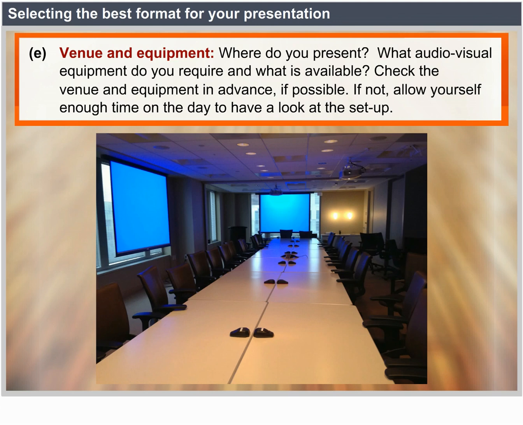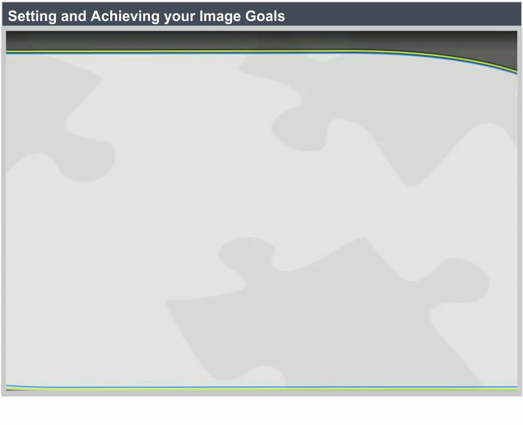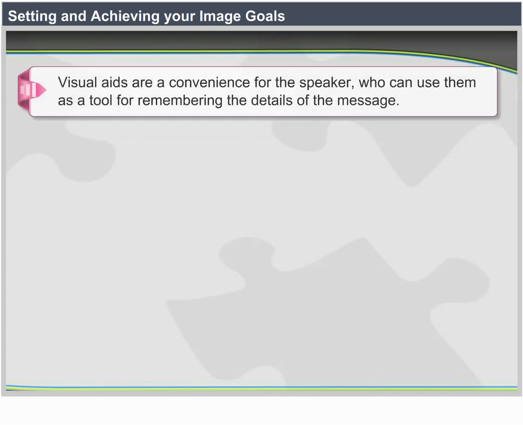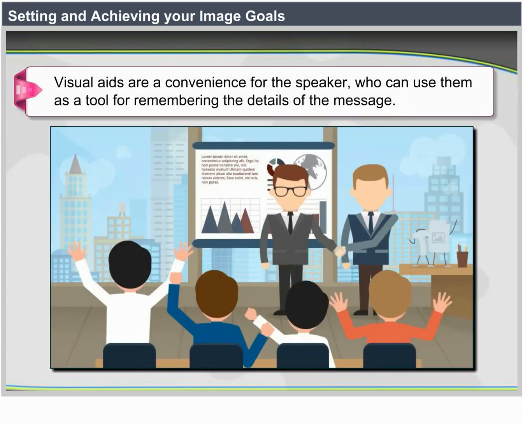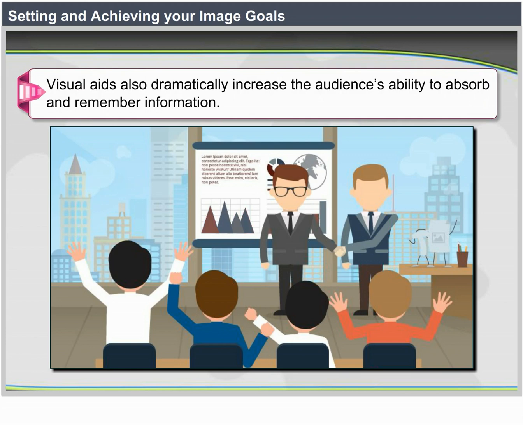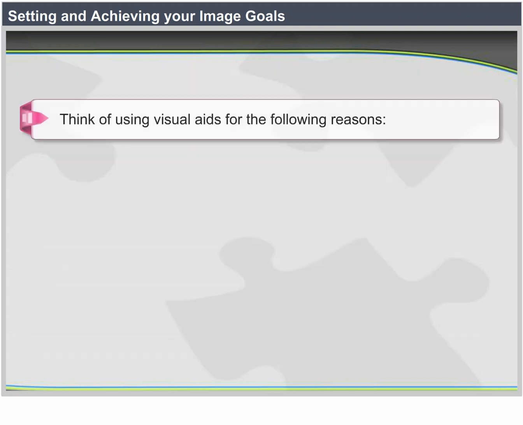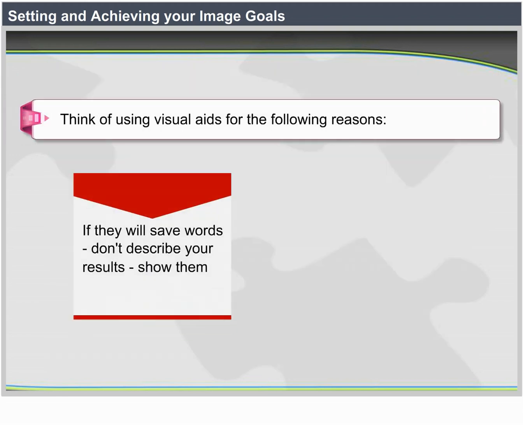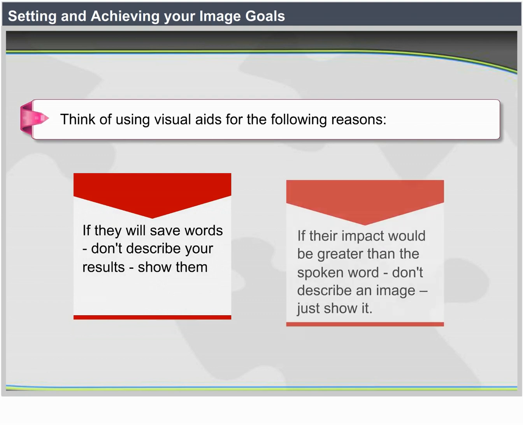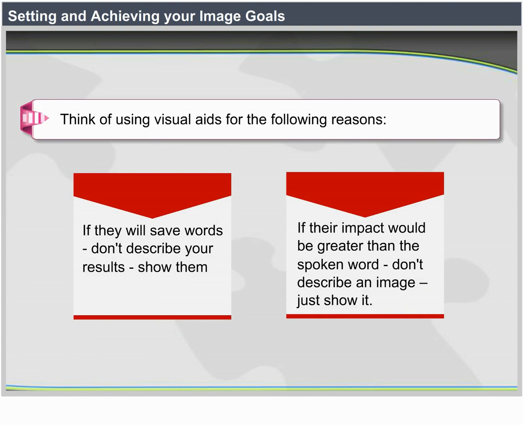Setting and achieving your image goals. Visual aids are a convenience for the speaker who can use them as a tool for remembering the details of the message. Visual aids also dramatically increase the audience's ability to absorb and remember information. Think of using visual aids for the following reasons. If they will say words, don't describe your results, show them. If their impact would be greater than the spoken word, don't describe an image.